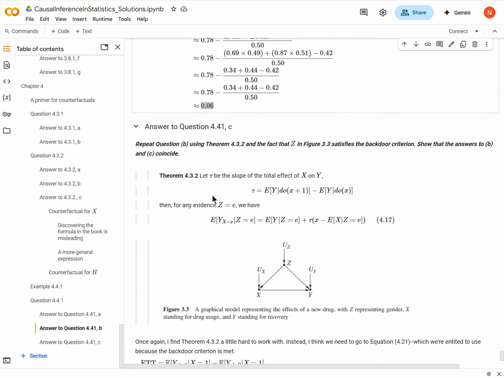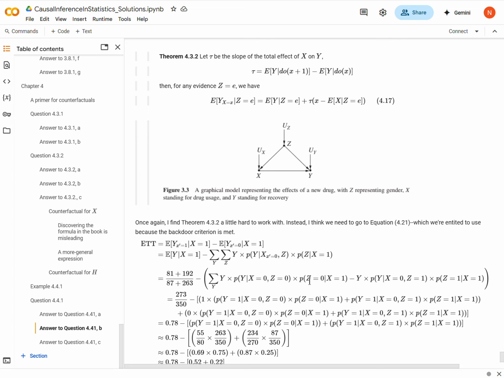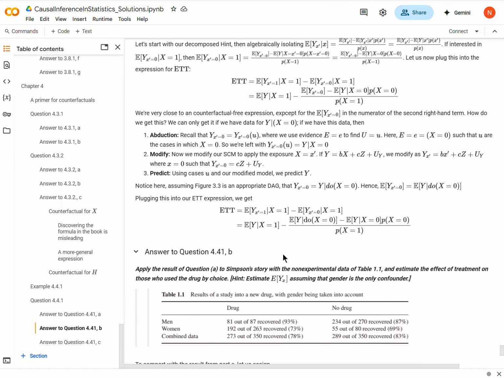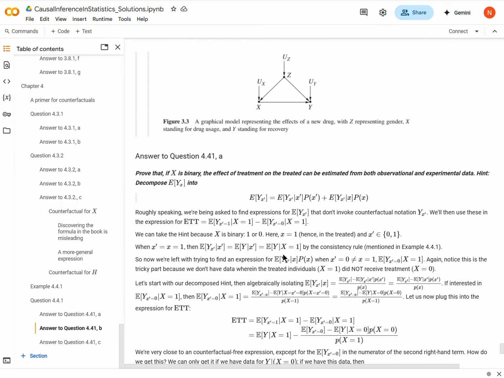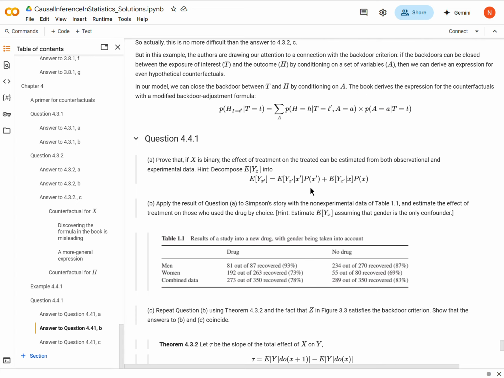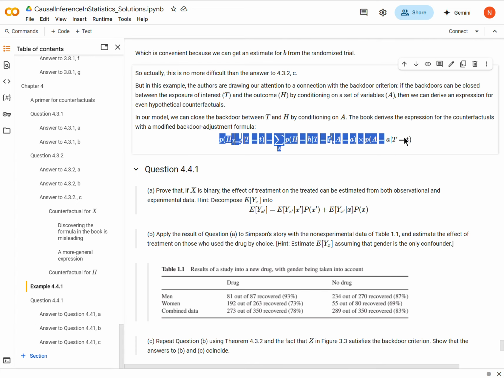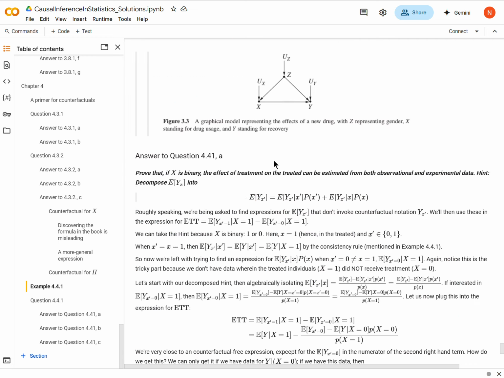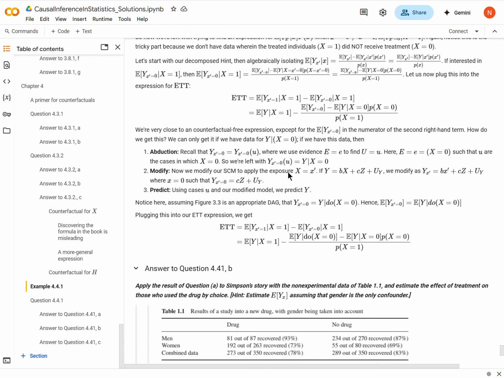Now what we're going to do in the next part, is we're going to apply the expression that was given in the book and that we briefly talked about in the previous video for example 4.4.1, where is it? This expression, which is the modified backdoor adjustment formula for counterfactuals. Okay, and so we're actually going to apply this as an alternative way of trying to find the ETT.